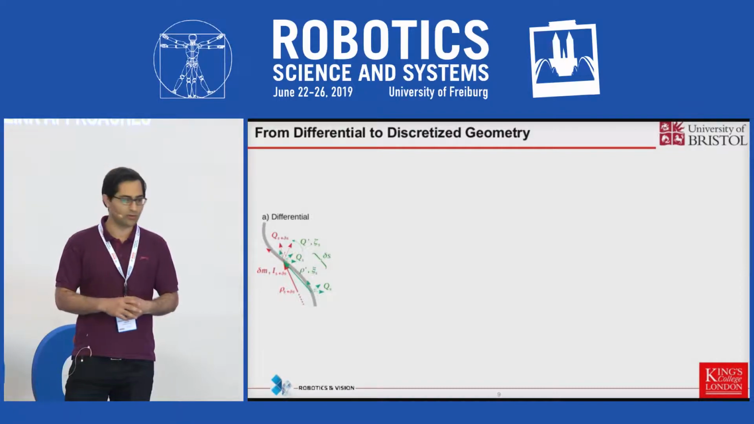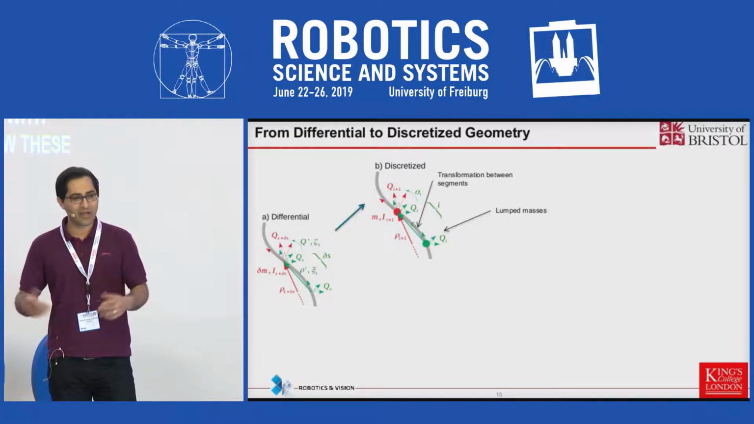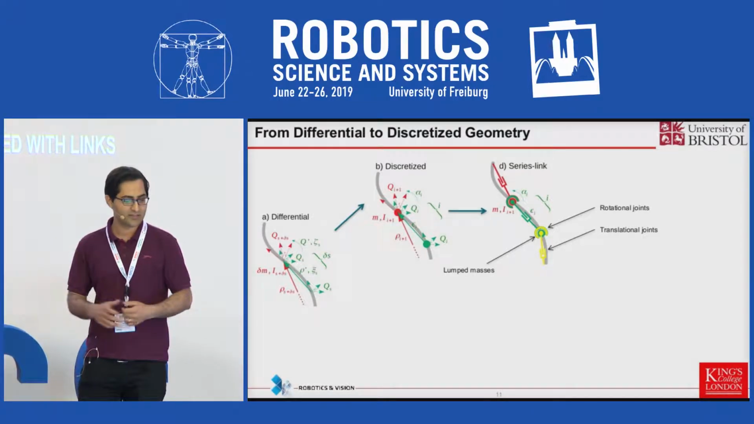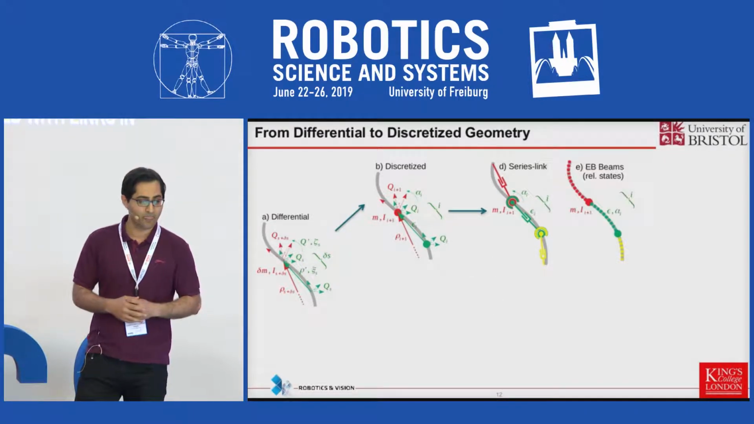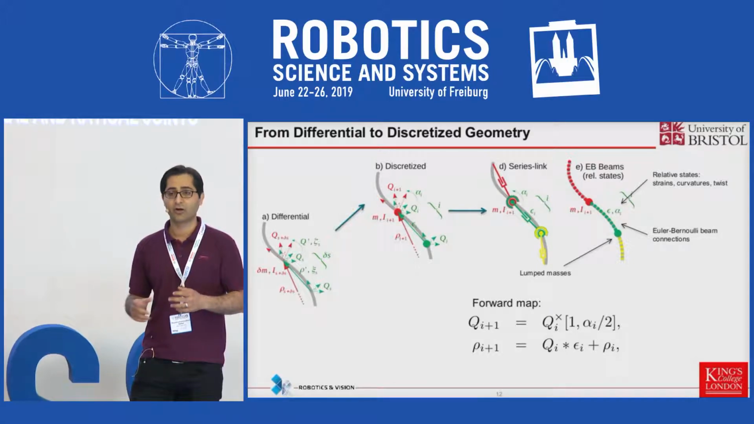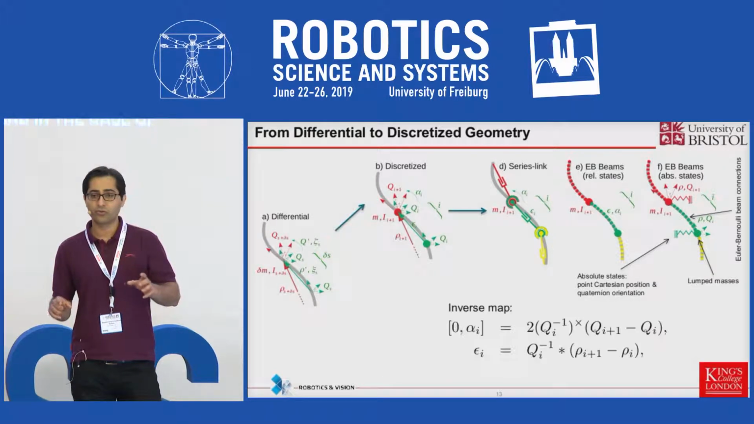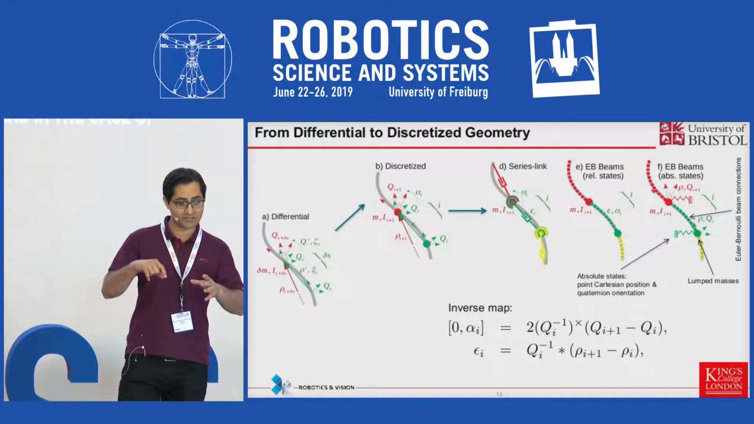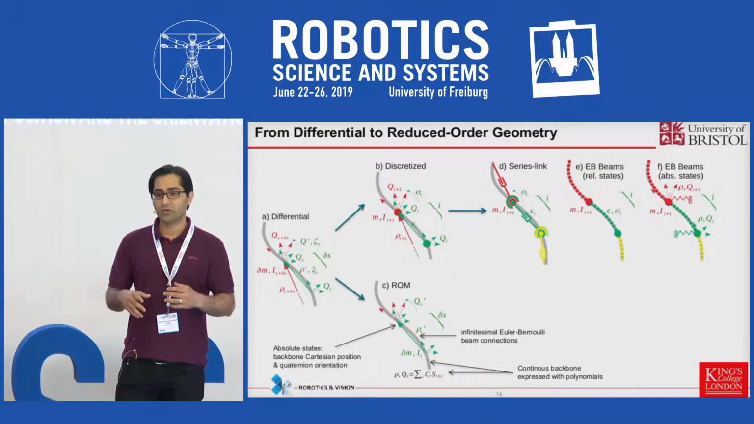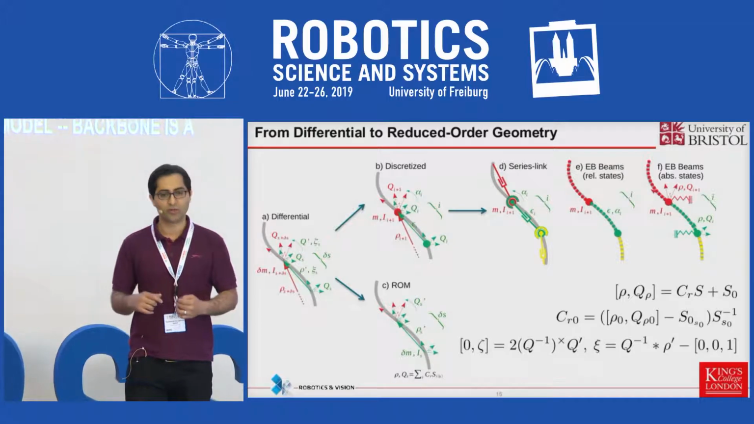Let's start with the differential kinematics. I assume you all know these equations. So when I discretize, I talk about lumped masses connected with links. In the series rigid link case, I have translational and rotational joints. In the Euler-Bernoulli with relative states, I have a beam in between, and strains are the states of the system. And in the case of absolute states, I consider knowing the position and orientation of the masses, so an inverse map is needed to calculate the strains. For the reduced order model, I assume the backbone configuration as a polynomial, and hence the strains can be derived using differential inverse map.